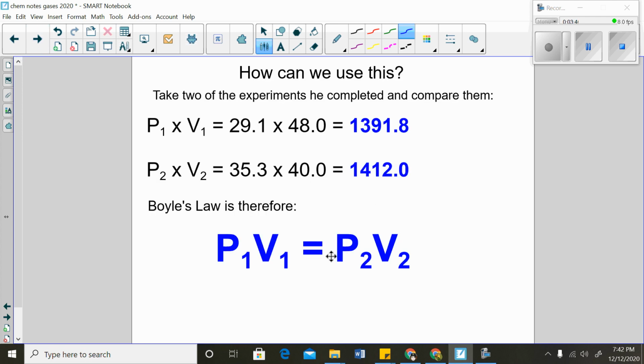So here's how the law developed. If you take the first two experiments, and you could compare any two experiments, and you multiply the P and the V, you're going to get a constant value. So you can use this under different situations. You can take any two experiments and compare them. And that's what Boyle's law is. It's P1V1 equals P2V2. So let's take a look at what this actually means.